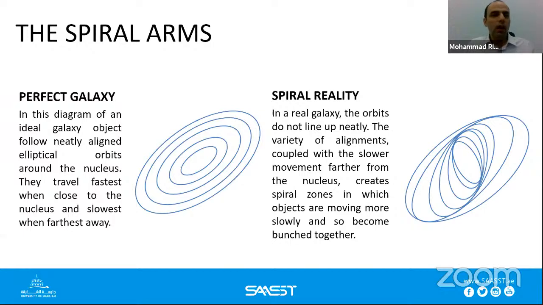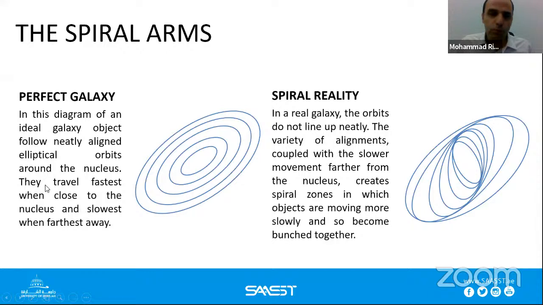So I will describe this briefly here. Okay, I will not go into details. By applying Kepler's first law, the orbital motion, we can imagine that we have a perfect galaxy. So this diagram shows a perfect, imaginary galaxy.